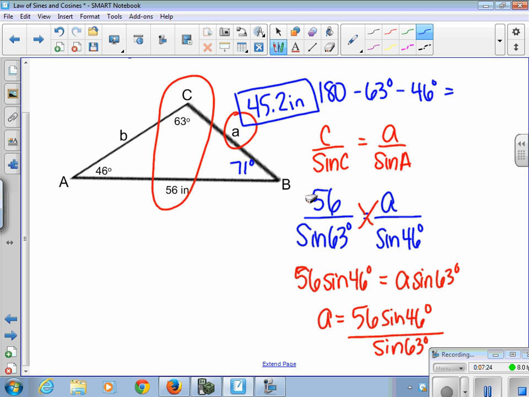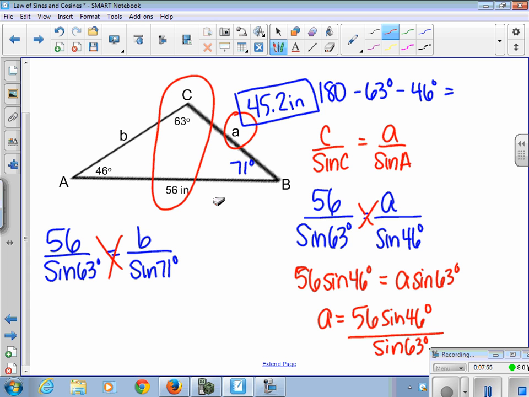And so whenever you find your other side, what I always want you to do is use the pair that they gave you. I'm not going to use this pair, 46 and 45.2, because what did I do to this number? I rounded it. So if I use this number, it's not going to be as accurate as if I use the pair that they gave me. So I'm going to set this up again. 56 over sine 63 is going to equal, this time I'm going to find side B. So B over sine 71. And just cross multiply, solve it the exact same way.